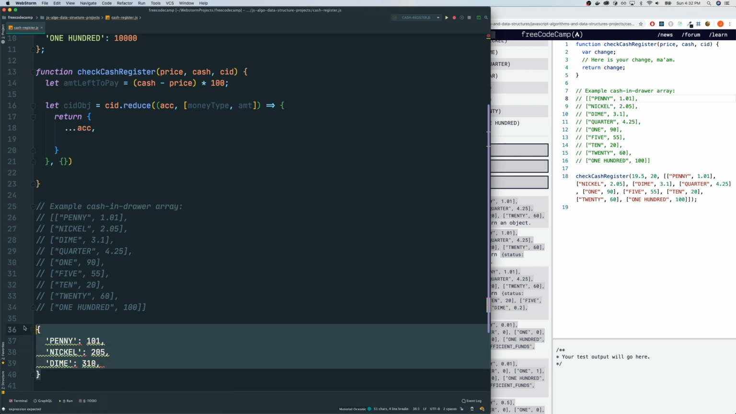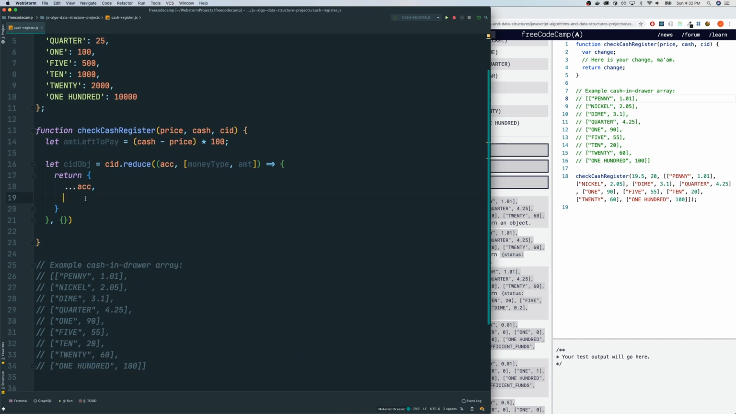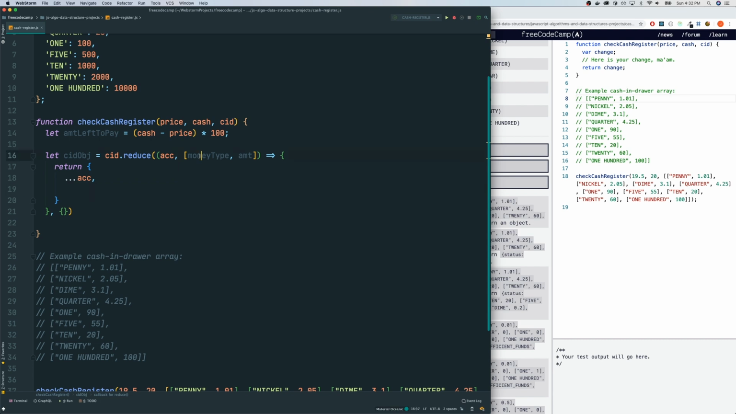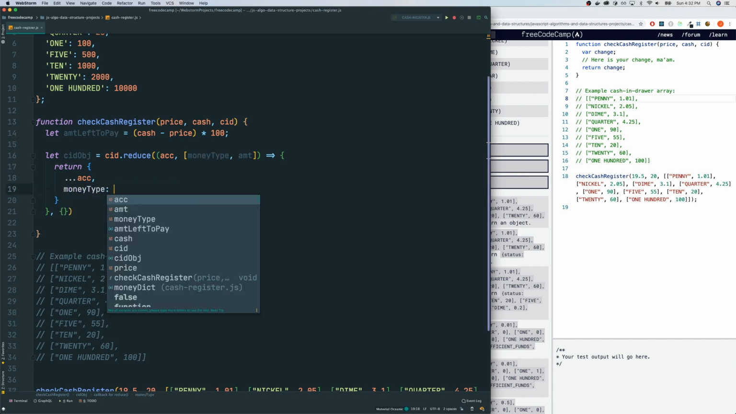So that's what we're doing when we spread. We're spreading everything, but we're adding the money type as a key. So how do we get this as a key? We can't just write money type like this. Let me show you guys.